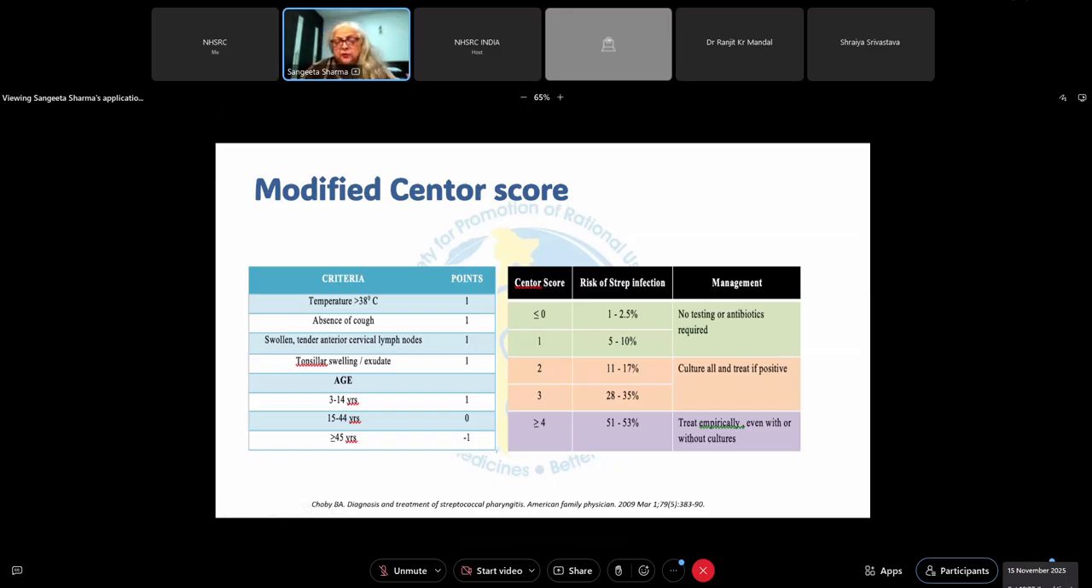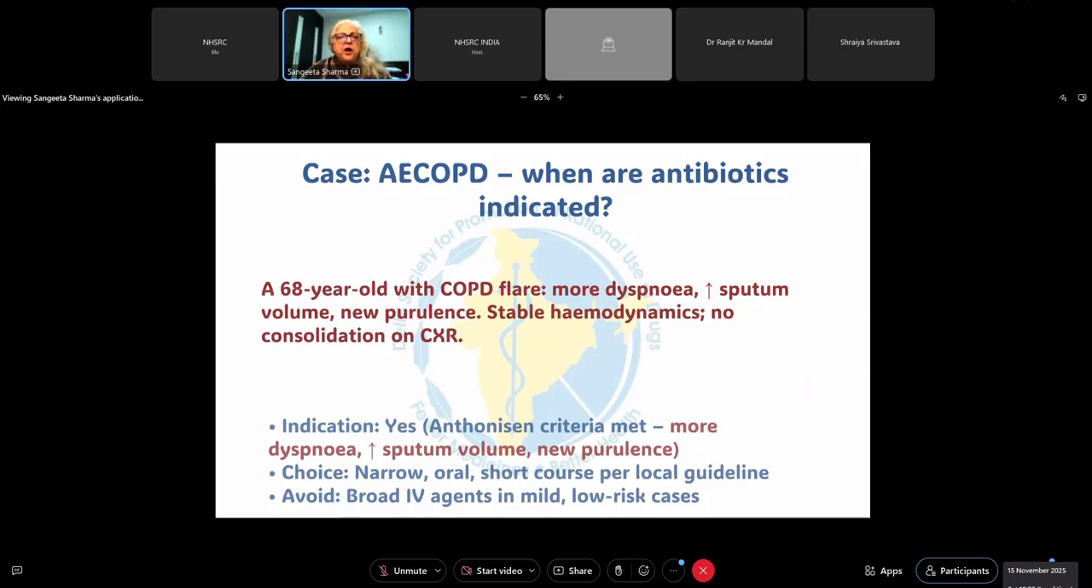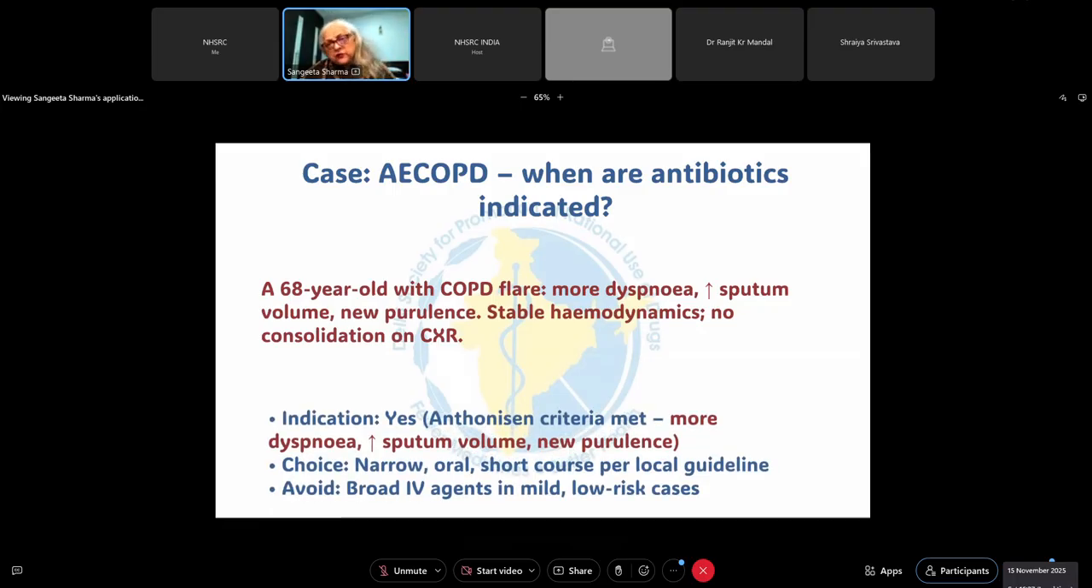I can't go into the details, but acute exacerbations of COPD, again they don't need antibiotic. Only needed when there is more dyspnea, increased sputum volume, or new purulence. Otherwise people are chasing whether it is green color sputum, yellow color sputum, or white. No, there is no need even for this. Look at the control of bronchodilation. That is the key, not the antibiotics.